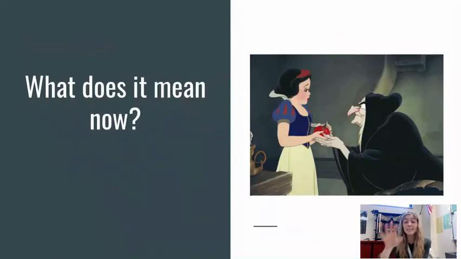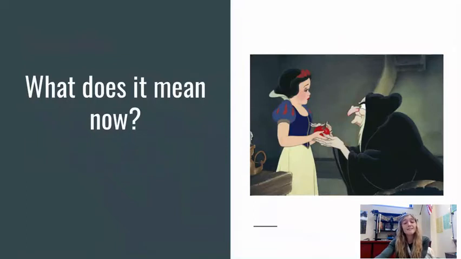So what does it mean here? Even if you don't know this story, you know that a wicked witch giving you something is probably not a good thing. So this apple becomes a symbol of something completely different. It could be a symbol for evil. It could be a symbol for a spell. It could be a symbol for malintent, something harmful. The witch wants to harm the princess.